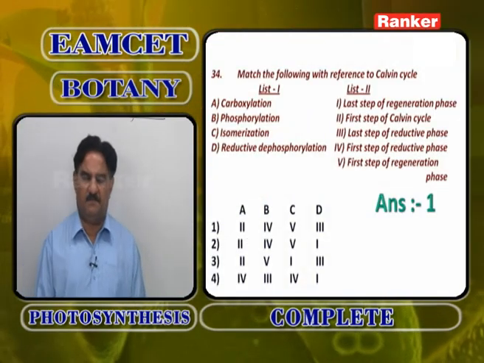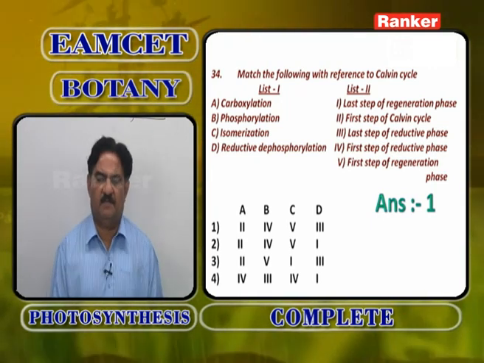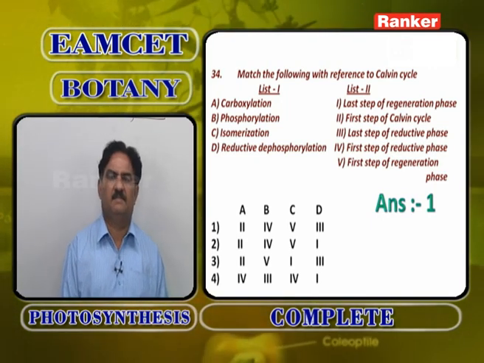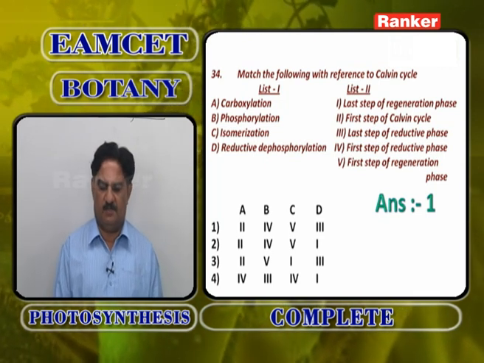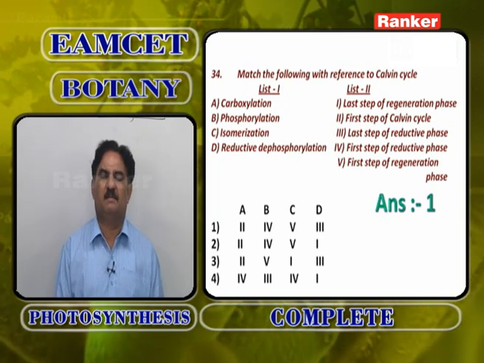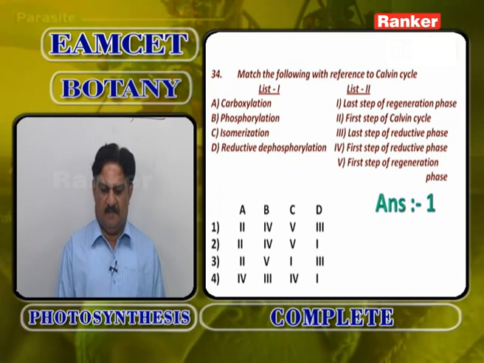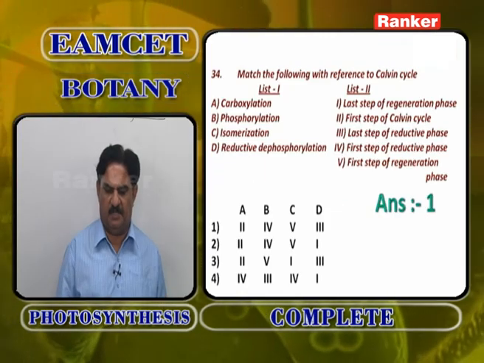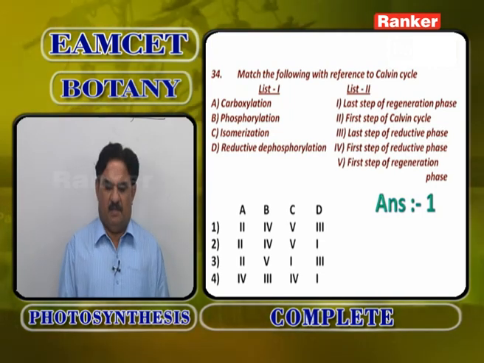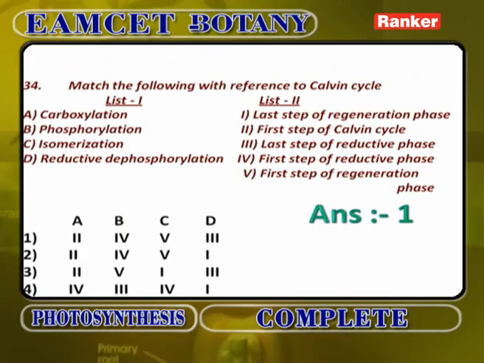The first step in regeneration phase is conversion of glyceraldehyde 3-phosphate into dihydroxyacetone phosphate. Two glyceraldehyde 3-phosphate get isomerized to form DiHAP. Next, D3, reductive dephosphorylation is the last step of reductive phase. So, A2, B4, C5, D3, first option.